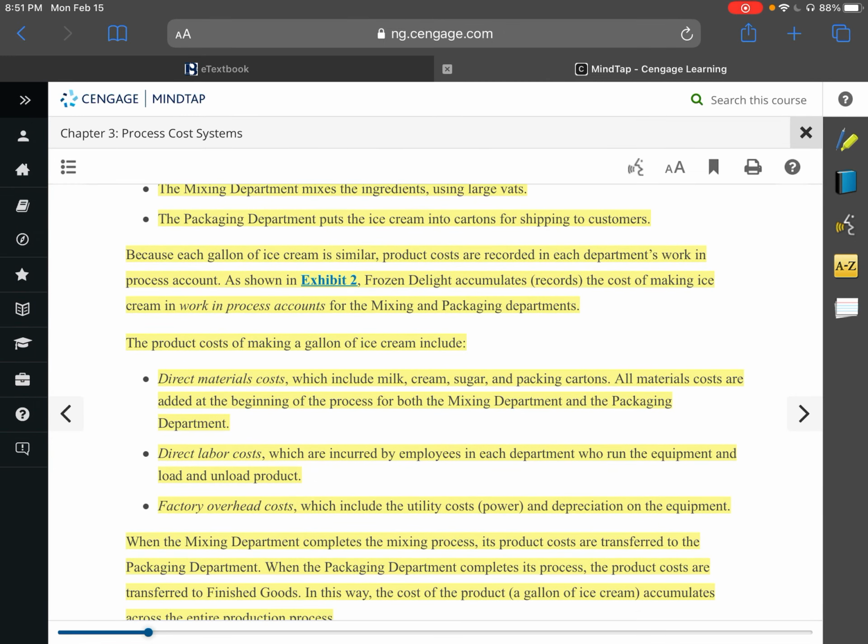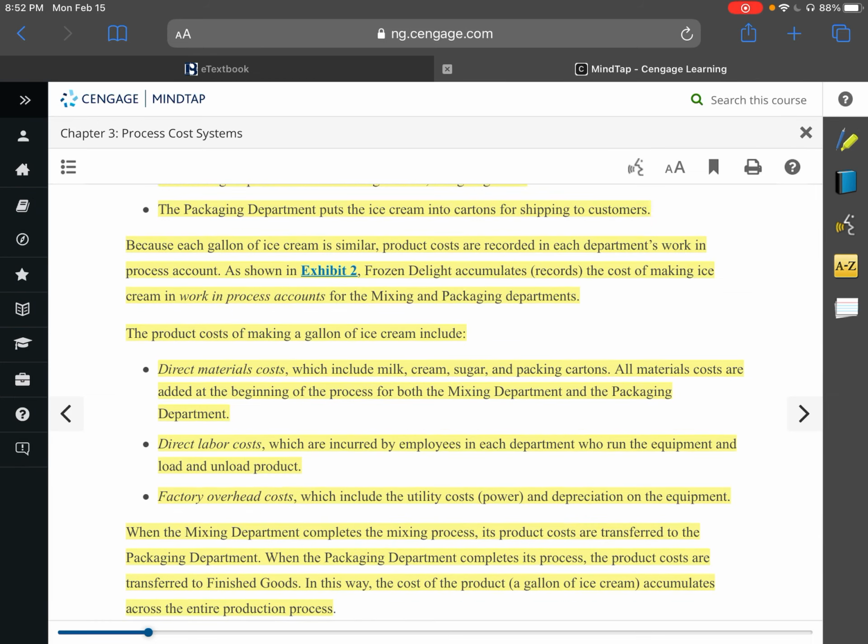So because each gallon of ice cream is similar, product costs are recorded in each department's work in process account. So that means the mixing department is going to have work in process, and the packaging department is going to have work in process as well. All right, so Frozen Delight, which is the company we're looking at, would record the cost of making ice cream in work in process accounts for both of those departments, for the mixing and the packaging department.